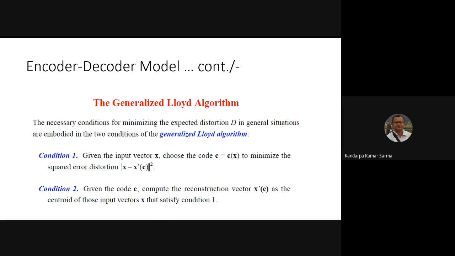Then given the code, the second condition shall be: given the code C, compute the reconstruction vector X' of C such that the centroid of these two input vectors X satisfies condition 1. So these two are called the generalized Lloyd algorithm.